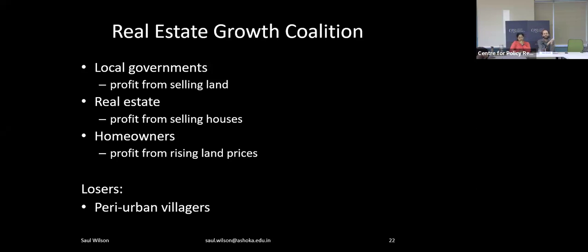So there are only two notable groups of losers here. We have people who haven't yet bought houses and might want to buy them. And we have peri-urban villagers. We have the people on the edge of the city who are being expropriated to support this growth coalition. Next slide.